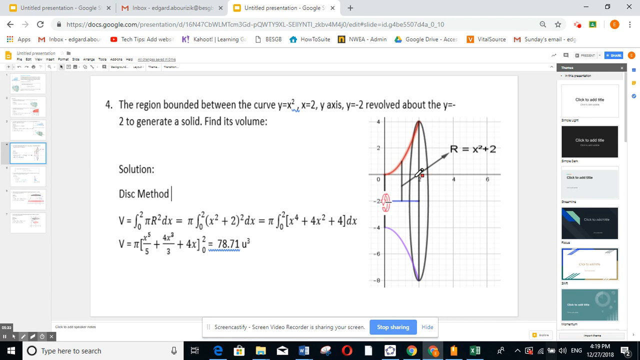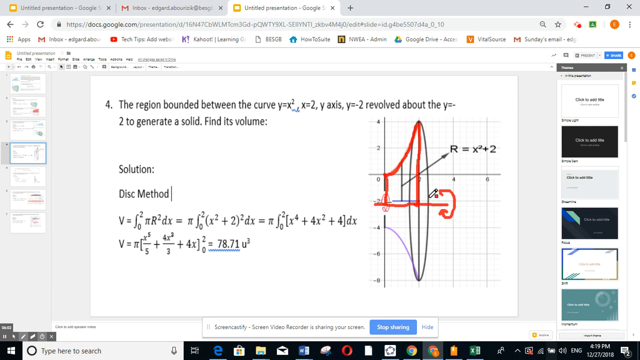The y-axis, yes, this is the y-axis, and y equals minus 2. Here you have the region between y equals minus 2, the y-axis, x equals 4, and y equals x squared. This region, I want to revolve it across y equals minus 2.